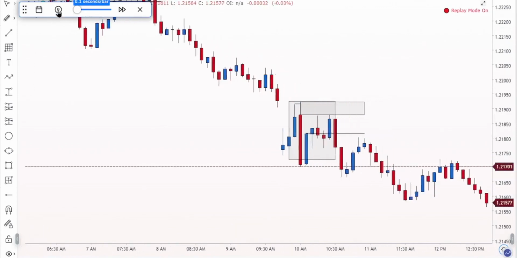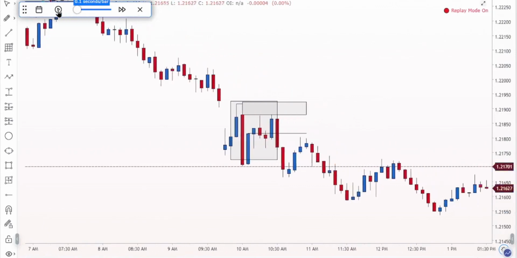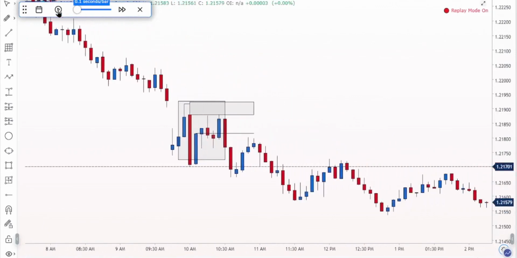Now let me show you some more examples so that you can understand that we are not just making up anything. Now the next order flow, let's look at this order flow here. Let's look at this one. This is your order flow in the market.